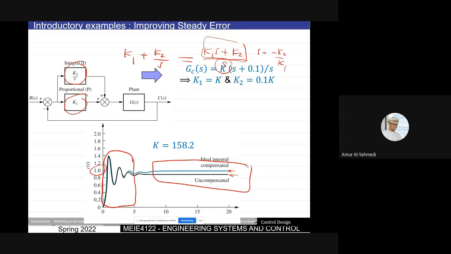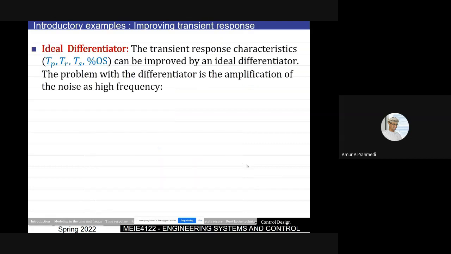So the PI is easy to implement, or easy to design, because you just have to put a pole at 0 and a zero very close to it.